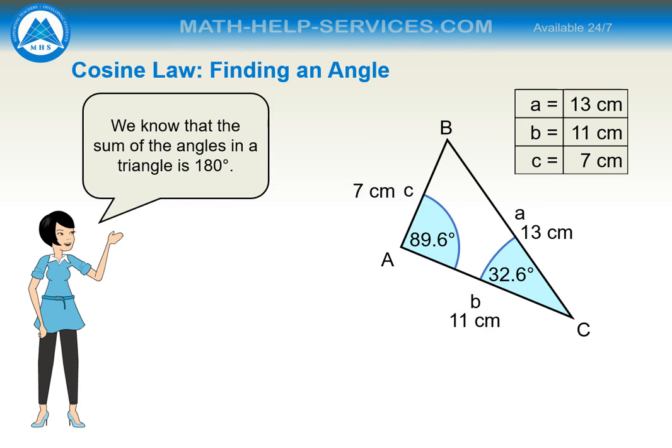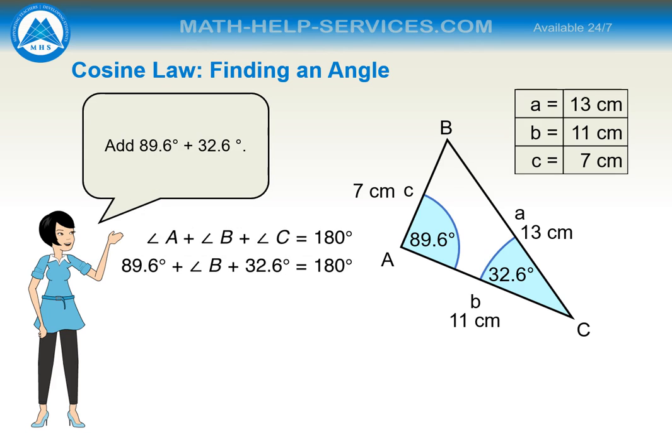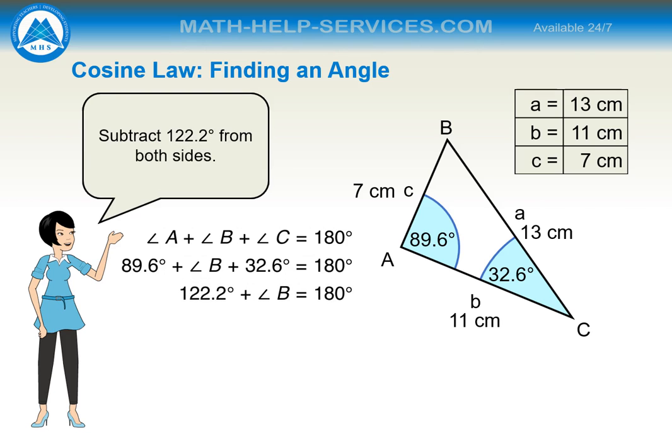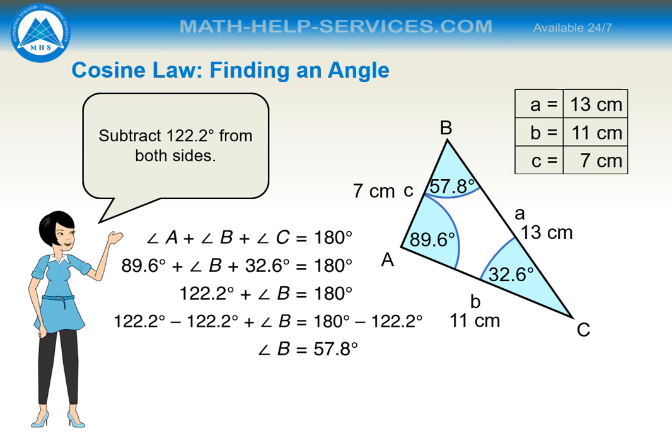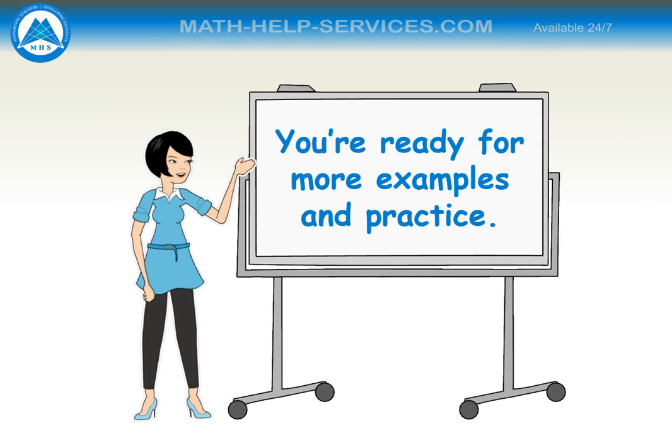Now we know that the sum of the interior angles in a triangle is 180 degrees. We know two of these angles, so we can solve for the third. Summing, and then subtracting, we see that angle B is 57 8/10 degrees. We could have used the law of cosines to find this as well, but this one is a little bit easier when you know two angles. All right, now you're ready for more examples and practice.